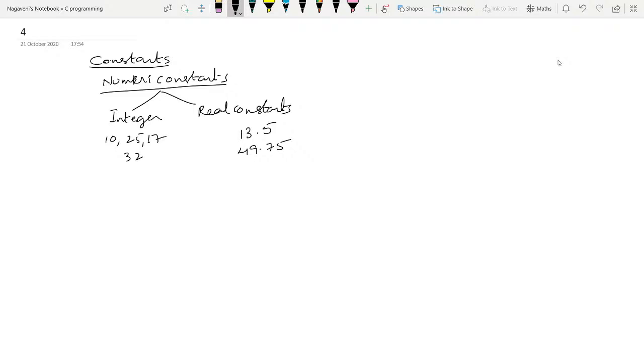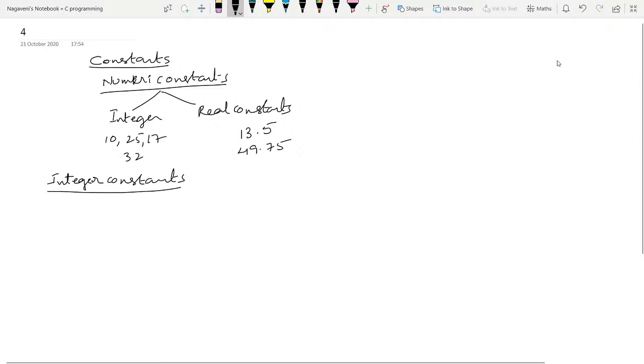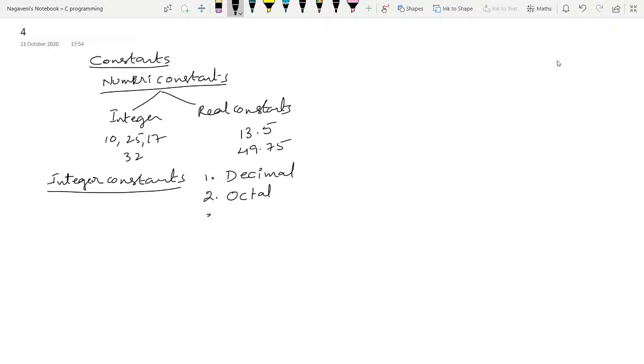Coming to the integer constants, in our computer they are divided into different categories. We are going to use these values in our C language. There are three types of integer constants. First one is decimal constants. Second one is octal constants. And third one is hexadecimal constants. When we want to give integers to the computer as input, we have to follow one of the three methods: either decimal, octal, or hexadecimal.